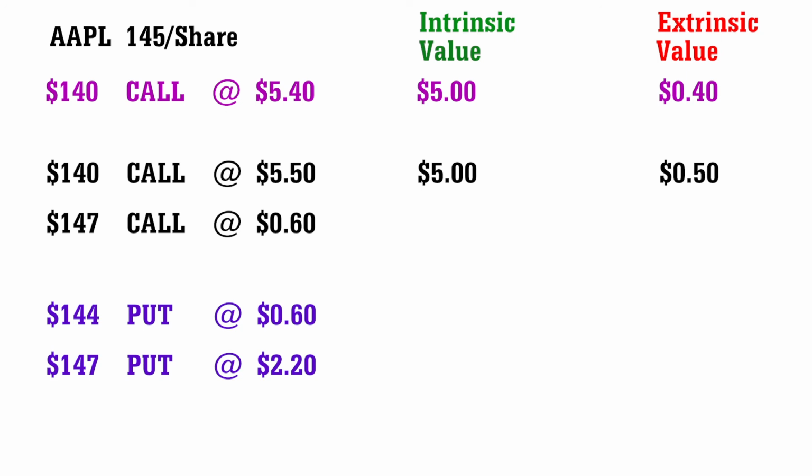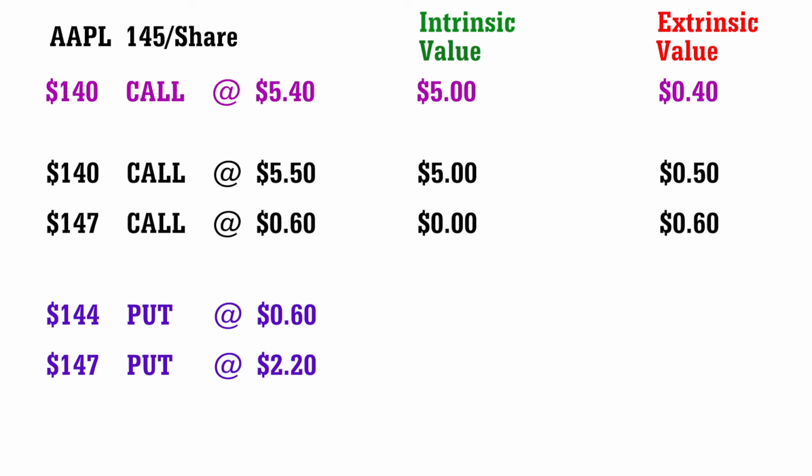The second option is $147 call, priced at 60 cents. For this call option, since the strike price is above the current trading price, this option is out of the money, and all out of the money options have no intrinsic value. So for this option, the intrinsic value will be 0 and the extrinsic value is 60 cents.